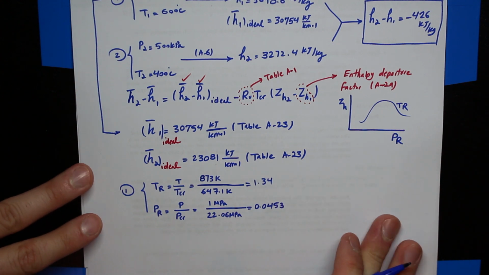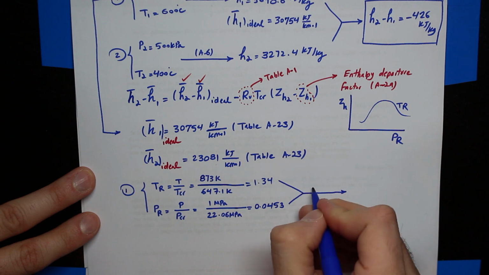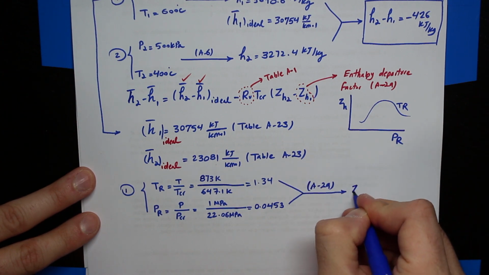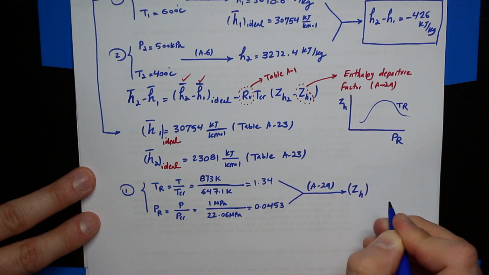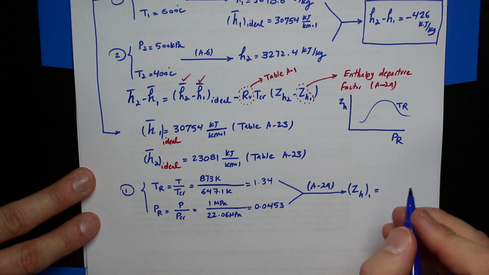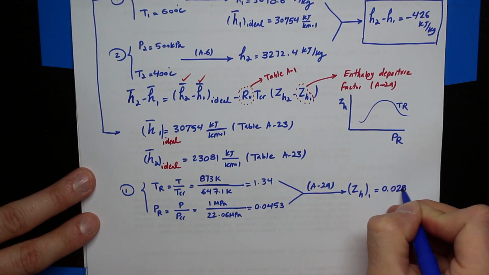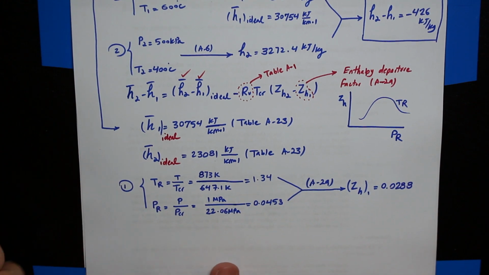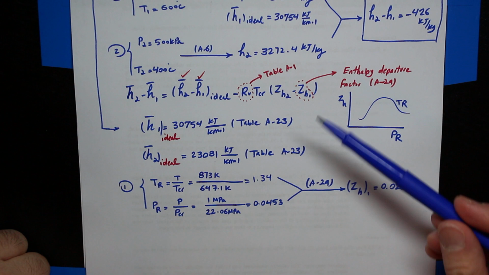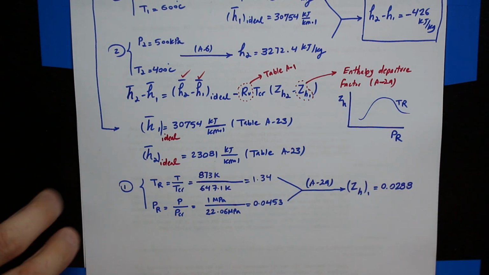For state 1, if you use these two numbers and go to figure A29, that will give you ZH, but because that is for state 1, I add subscript 1, equal to 0.0288. So in this equation, ZH1 is checked, but I can use the same concept to find ZH2.